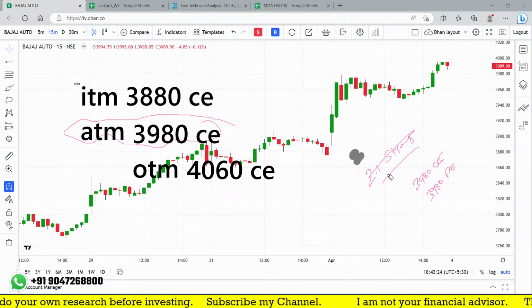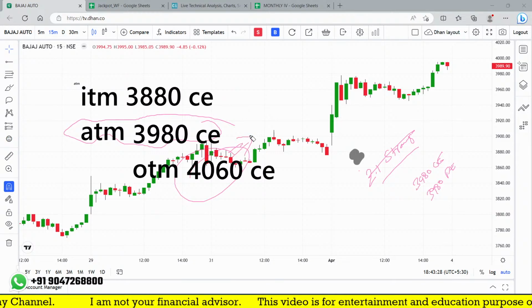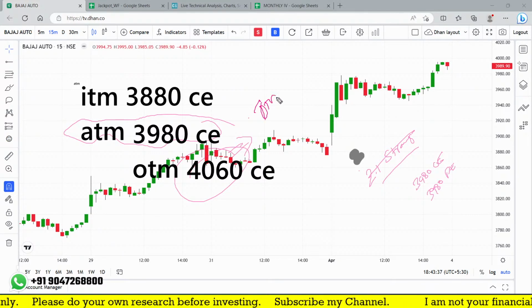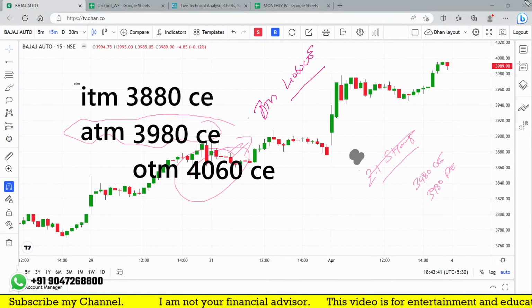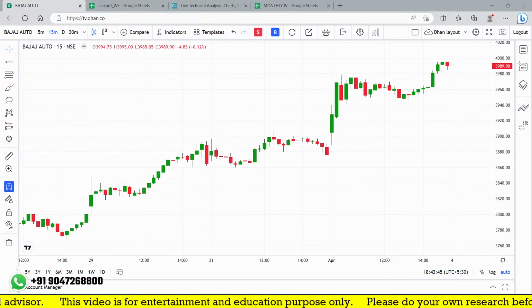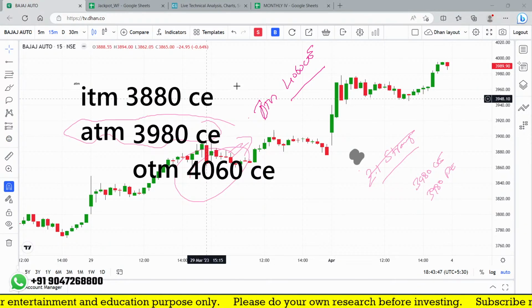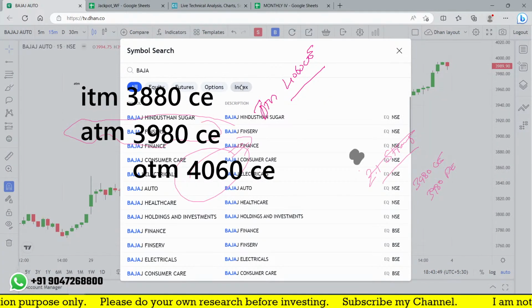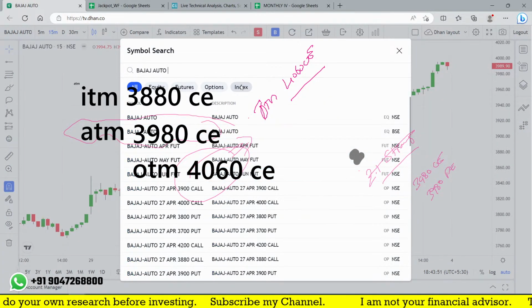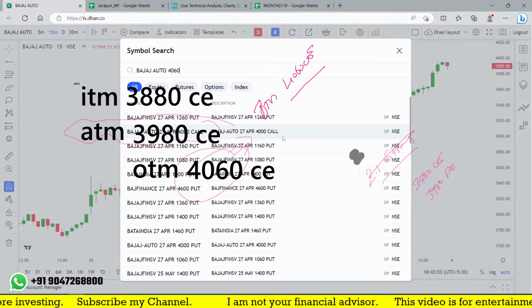Okay, so the OTM strike price is 4060. That should be my strike price. If I am taking an OTM strike price, I just keep my OTM strike price, and I don't have a stop loss for the trade either. If I want to focus on an OTM strike price, it should be the 4060 call option, and positionally, I am simply going to check that OTM strike price where I am going to try. So Bajaj Auto 4060 call option.